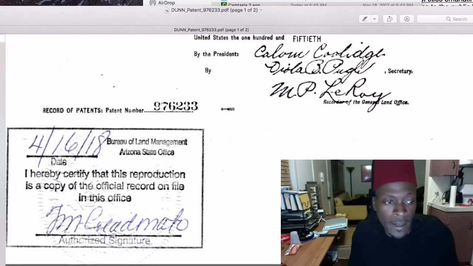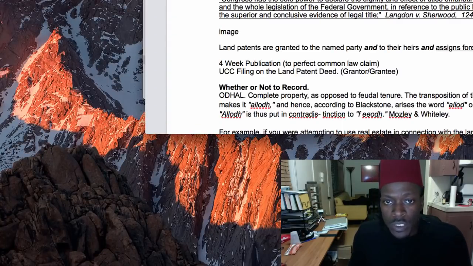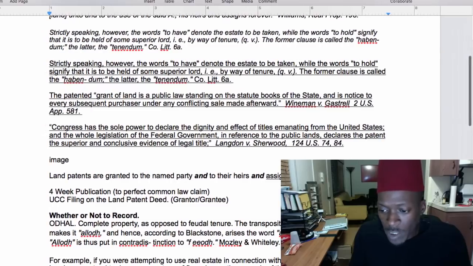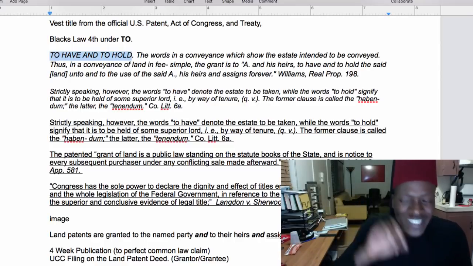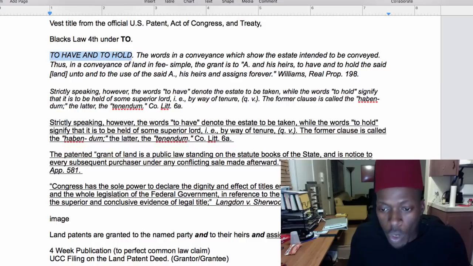You see it here. Let's go back to my notes here. This is where you can see, if you look in Black's Law Dictionary, Black's Law 4th Dictionary, under the definition of "to," it'll tell you under the definition of to have and to hold, strictly speaking: however, the words to have denote the estate to be taken, while the words to hold signify that it is to be held of some superior lord by way of tenure, right? The former clause is called the habendum, the latter is the tenendum.